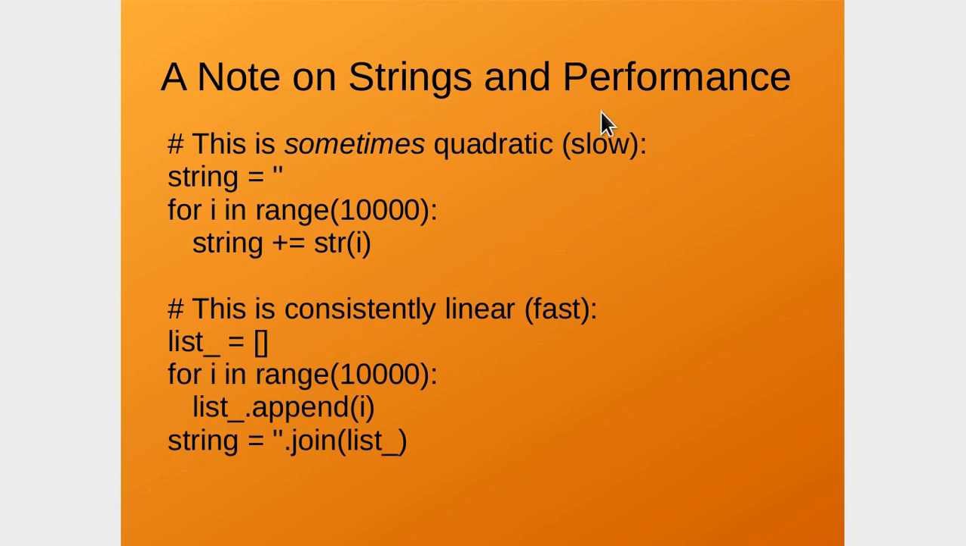This comes up a lot in languages with immutable string types. Sometimes concatenating a string with another string again and again and again is quadratic. It really depends on which implementation of Python you're on, but it's best to assume that it will be. It's much faster to put all of your strings into a list and then join them, as in the second example here. That's guaranteed to be O of n. And when I say quadratic, of course, I mean O of n squared.